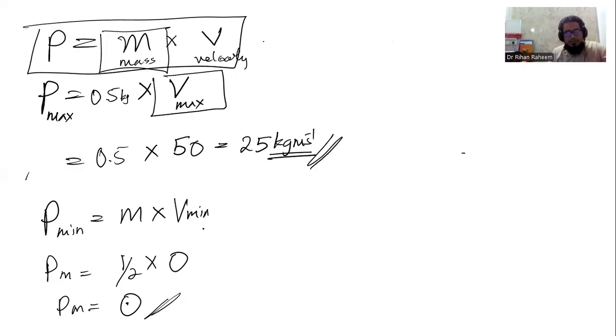Then minimum velocity. Minimum means the minimum value. In our graph which we drew, what was the minimum value of velocity? Zero velocity. Okay, zero velocity. So that's why we multiplied this by 0. Half into 0. Any number in the world into 0 is 0, no? So that's why we got 0.